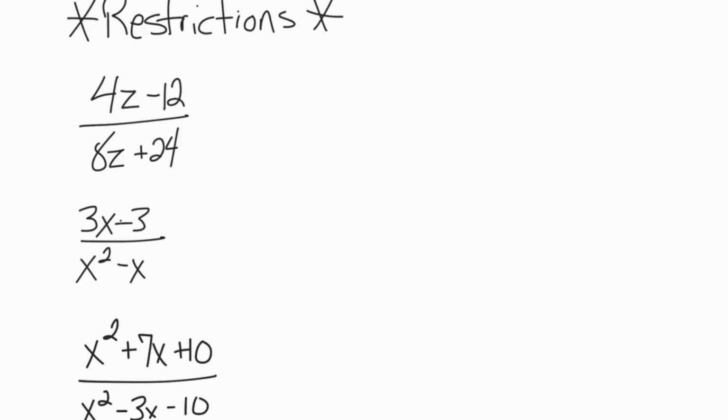Okay, lastly, we're going to talk about restrictions. And we have to talk about restrictions because there is division in these problems. And because there's division, you cannot divide by 0. So we have to find the values that will make the denominator 0. But first off, let's go through and do these couple problems.